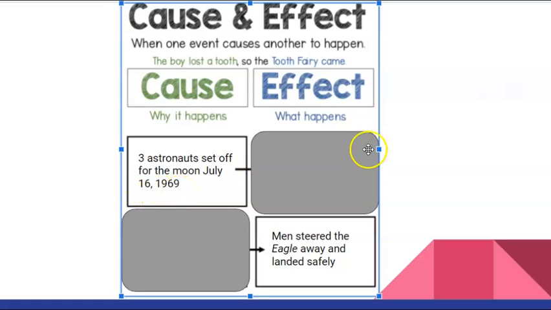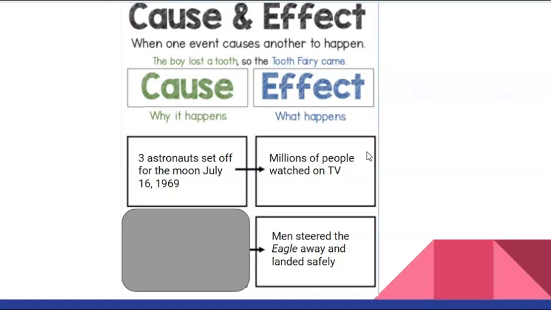Now I need to think in my head, what happened because these men set off for the moon? These 3 astronauts set off. What was the effect that happened? When I was thinking, in our story, it said that millions of people were watching from home while these men took off. So that's my effect. 3 astronauts set off for the moon July 16, 1969. So millions of people watched on TV. Or I could do it the other way. I can say millions of people watched on TV because 3 astronauts set off for the moon.